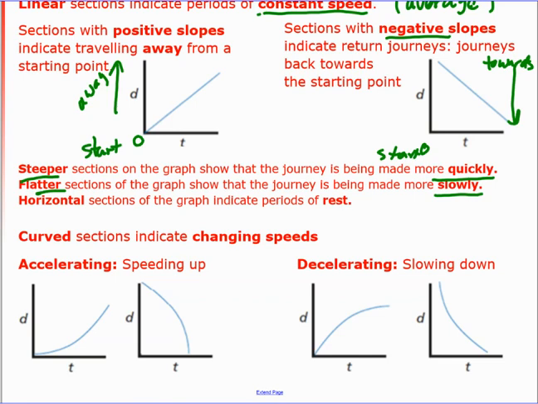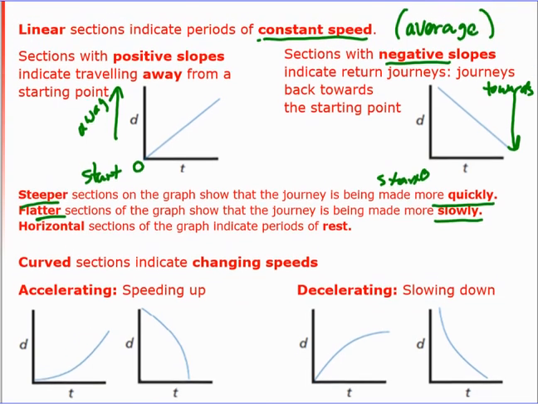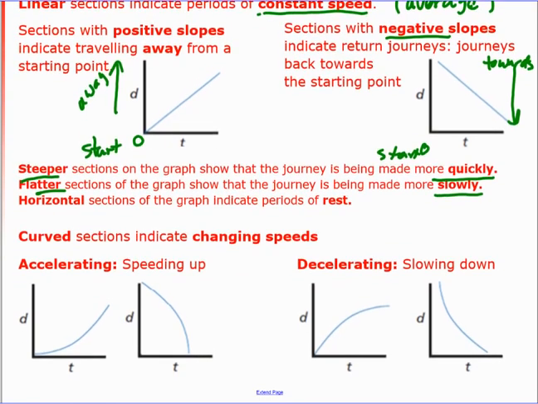Now, that's linear. Those are straight lines. What happens when we get curved lines? Well, curved lines are interesting. They mean that the speed is changing. So if you're speeding up, look, you're going slow, slow, slow, slow, slow, and then speeding up, speeding up. When I'm going slow, I'm hardly traveling at all, any distance. But all of a sudden, I start to pick up speed, and now I'm gaining distance faster, sooner.